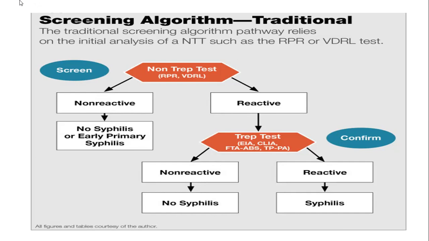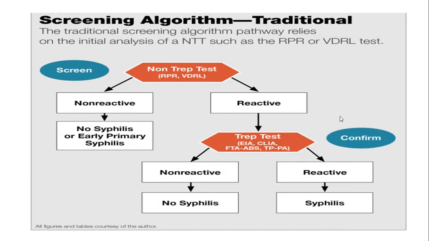If the non-treponemic test showed a positive reaction, it is proposed to do a treponemic test. The best is ELISA. And if the treponemic test is negative, that means that it's not syphilis, just a false positive. It was a false positive reaction. And if it is positive, it means that this patient has syphilis.